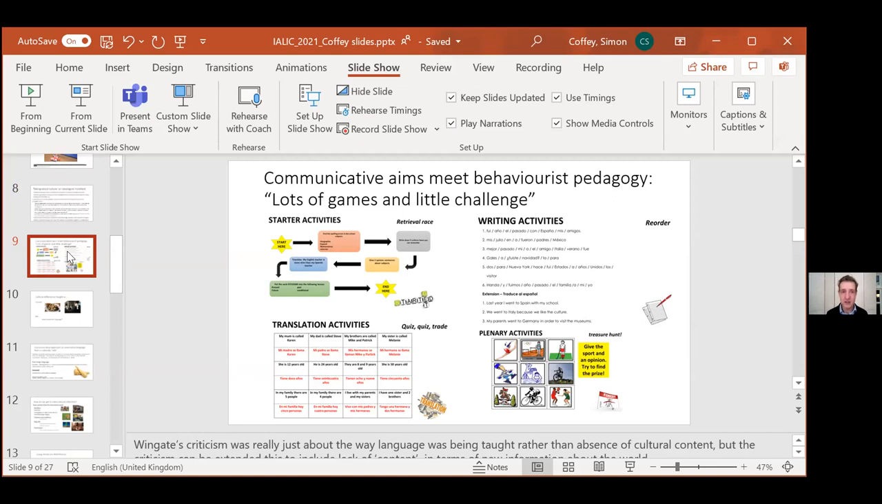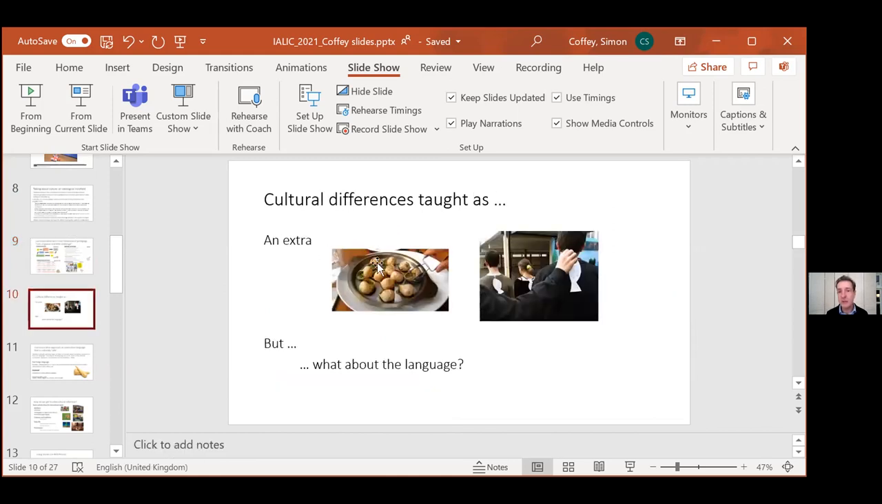My colleague Ursula Wingate calls it lots of games and little challenge, where they do lots of games and activities, but it could be the same if it were a German lesson or a Spanish lesson or a French lesson. The code changes, but the activities are more or less the same. There isn't much space for culture in a strong communicative syllabus. It gets added on with little bits of fun, like eating snails or putting fish on the back.